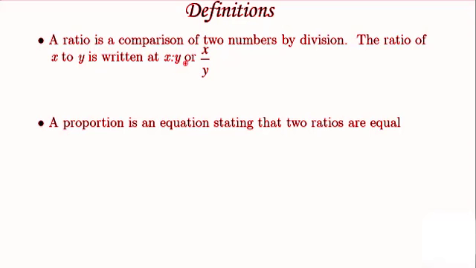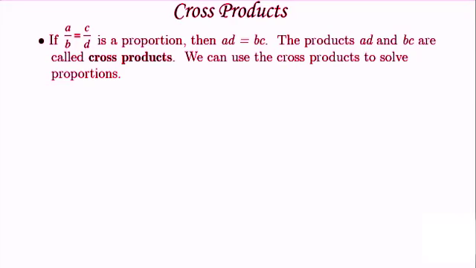A proportion is an equation stating that two ratios are equal. For example, y over 3 equals z over 5 is a proportion. It's stating that these two ratios are equal. 1/4 equals 3/12 is also a proportion. So here we have one involving a variable, the other is just numerical terms.